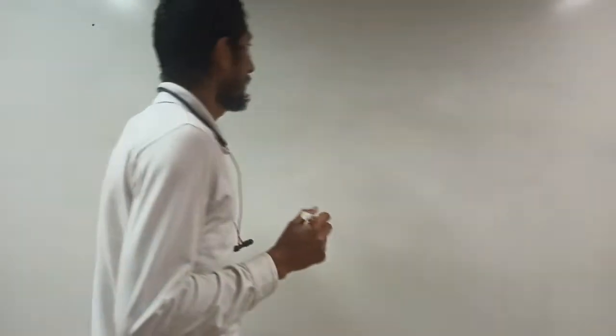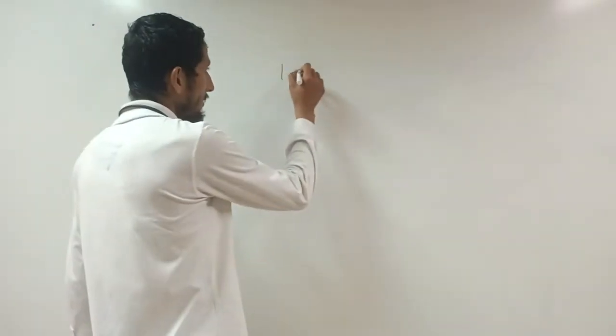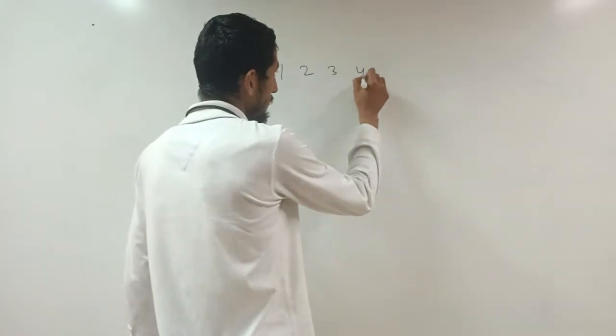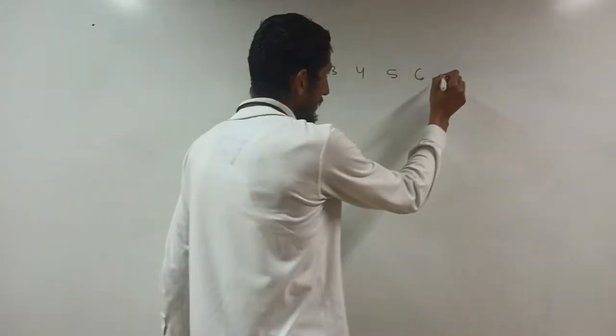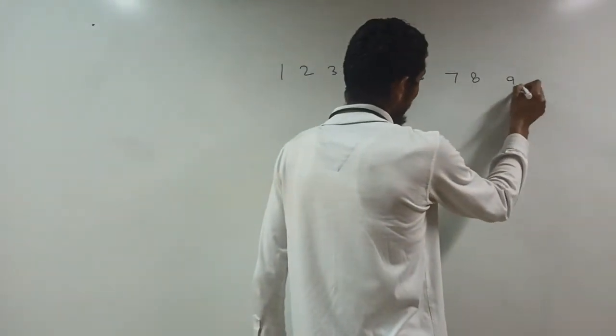In the last video, we have seen how to print hello a couple of times. Let me start with the basic things of printing characters and numbers. So what is the task? The task is to print 1, 2, 3, 4, 5, 6, 7, 8, 9 up to 100.